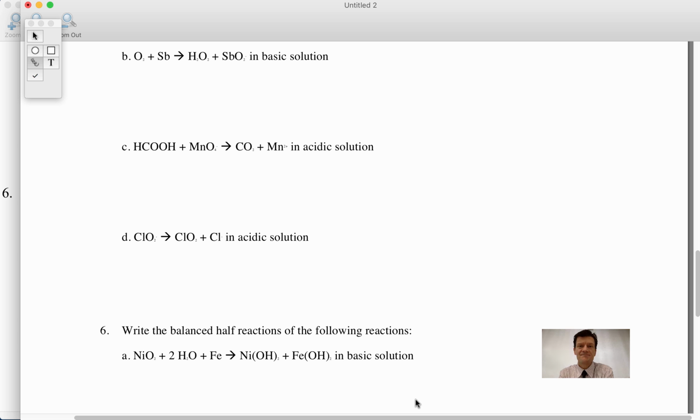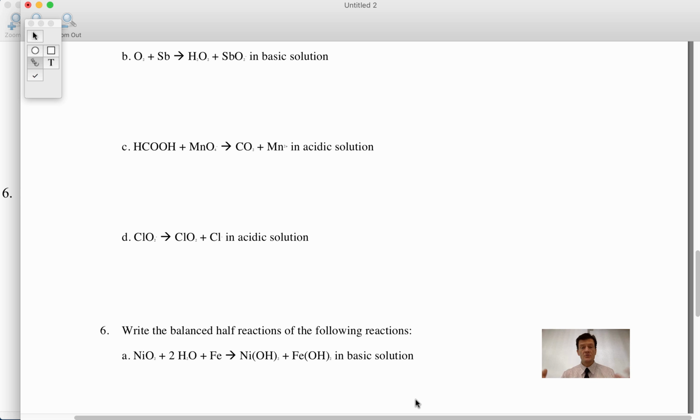Hello chemistry class. I just want to make a quick video so that you have something to refer to when balancing redox reactions, so you have something to look at and practice and help you as you prepare for the upcoming chapter exam. Let's take a little time and look at balancing redox reactions.